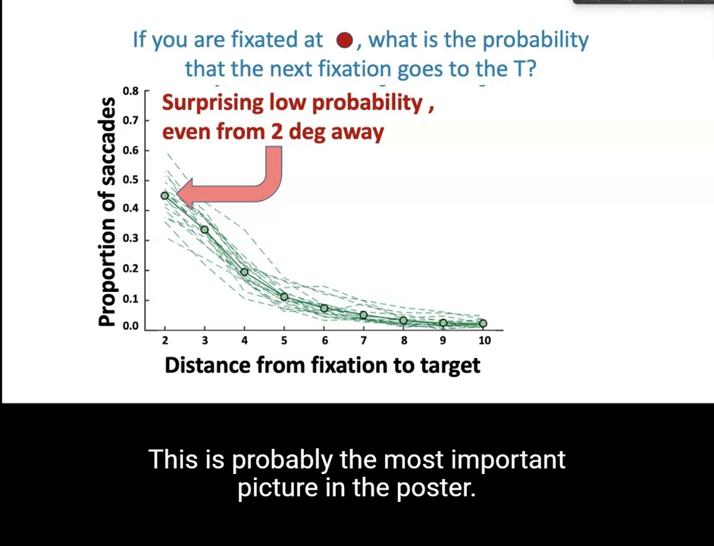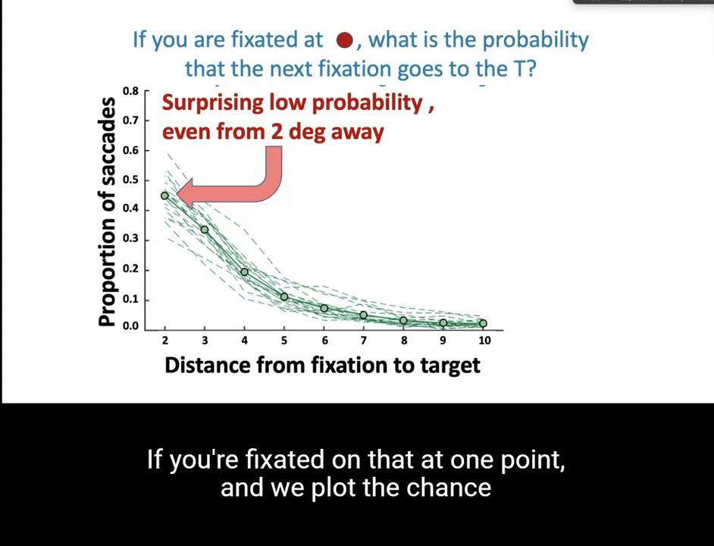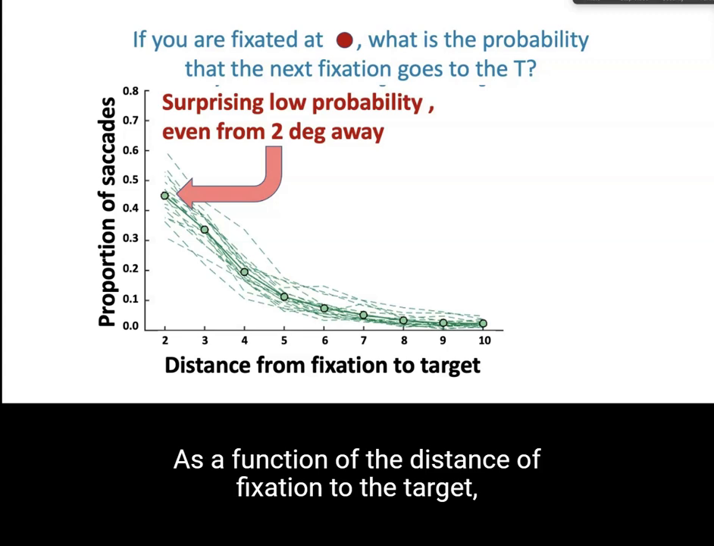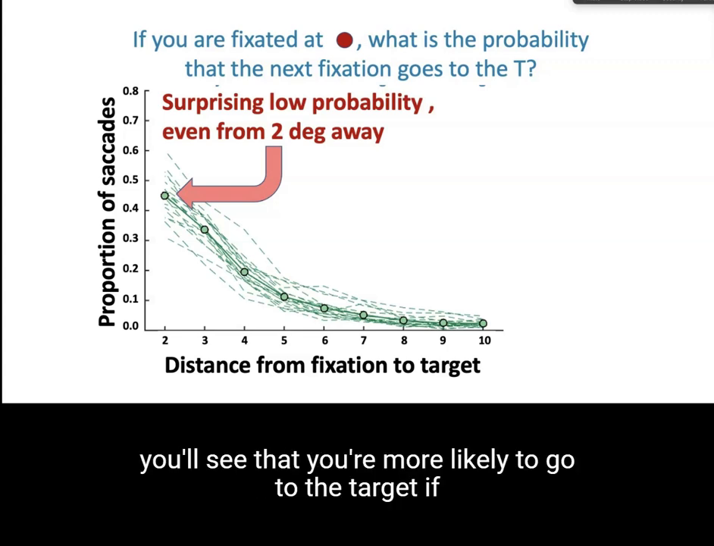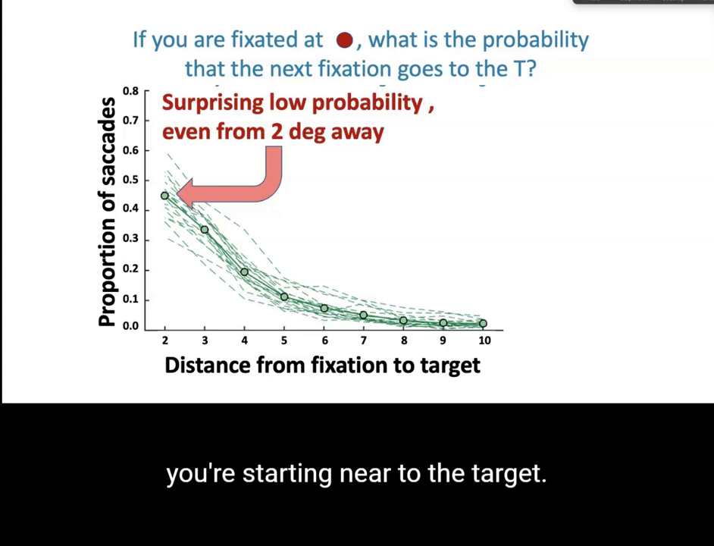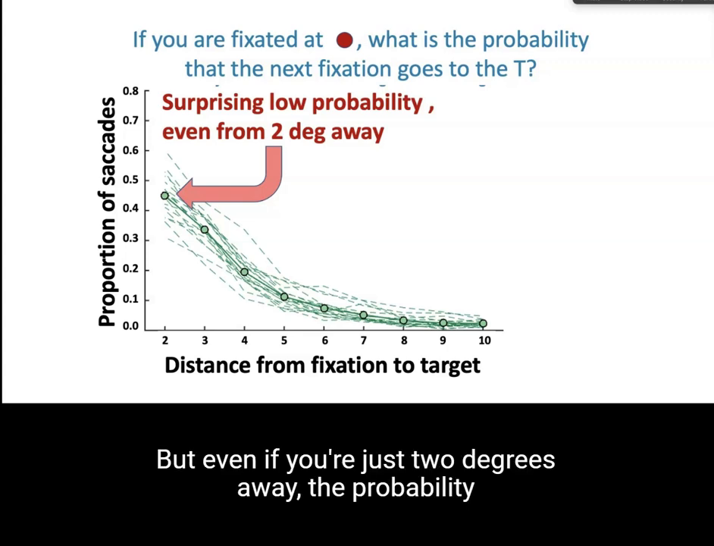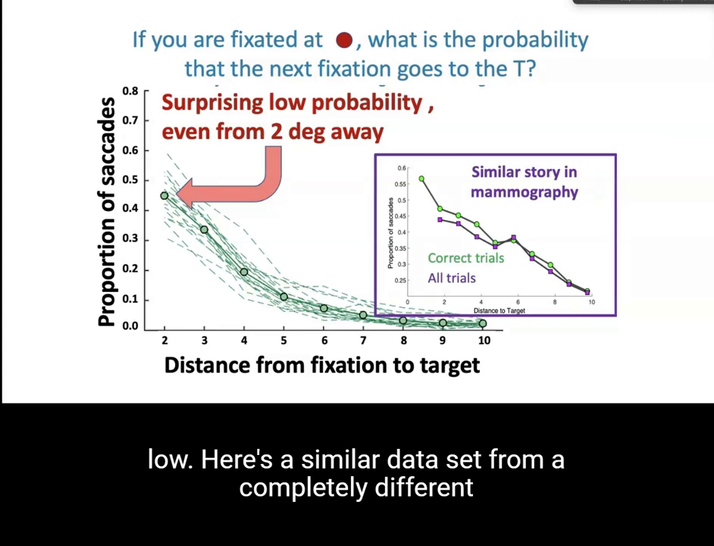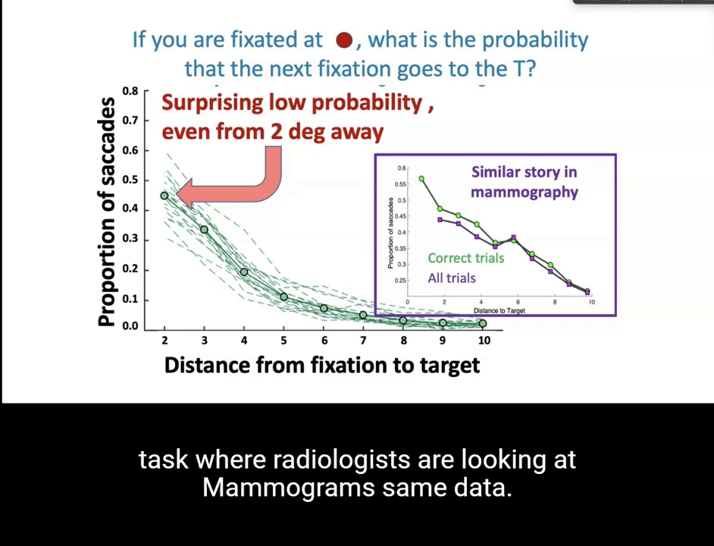This is probably the most important picture in the poster. If you're fixated at one point, and we plot the chance that your saccade is going to go to the target as a function of the distance of fixation to the target, you'll see that you're more likely to go to the target if you're starting near to the target. But even if you're just 2 degrees away, the probability that you will go to the target is only about 0.5. It's strikingly low. Here's a similar data set from a completely different task where radiologists are looking at mammograms.